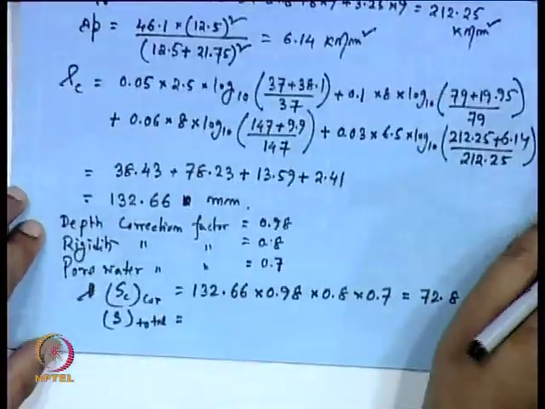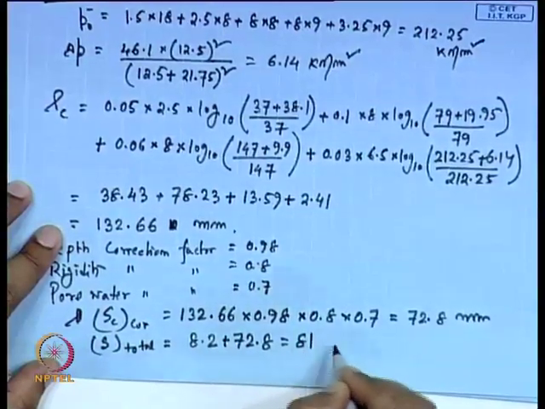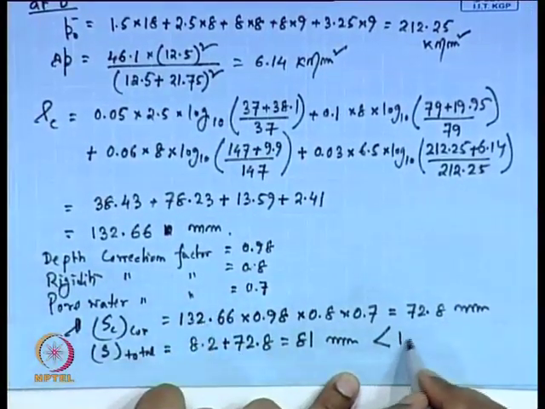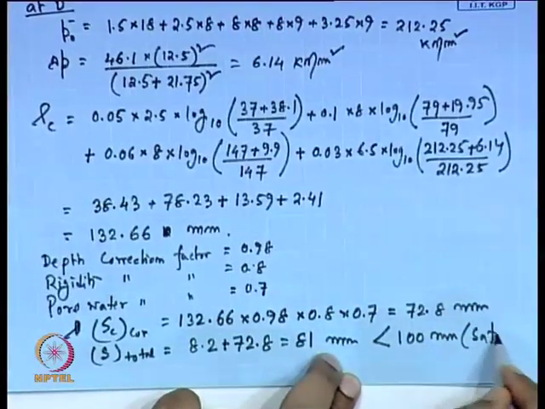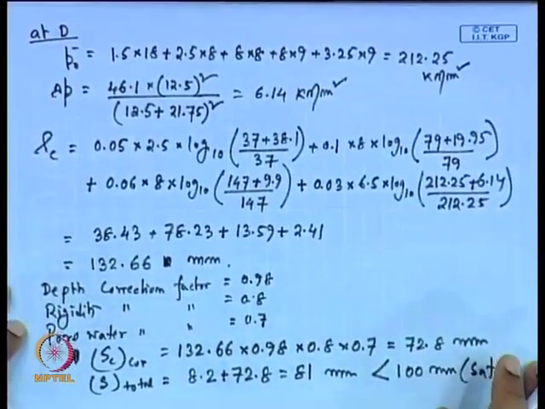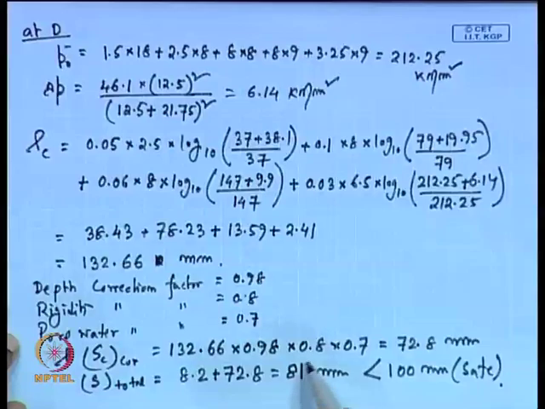So, the total settlement value, that is 8.2 plus 72.8, that is 81 millimeter. So, permissible for this raft on the RCC, raft on the clay soil, is 100 millimeter. So, it is safe, but here also it is slightly over safe. So, we can redesign this, or we can choose a new dimension, so that we can make it a more economical section. Then we have to choose the second trial and second new dimension and make the design more economical. The process is same, because it is slightly over safe, that is why we have to go for the second trial or a new dimension, so that we can make the foundation more economical.